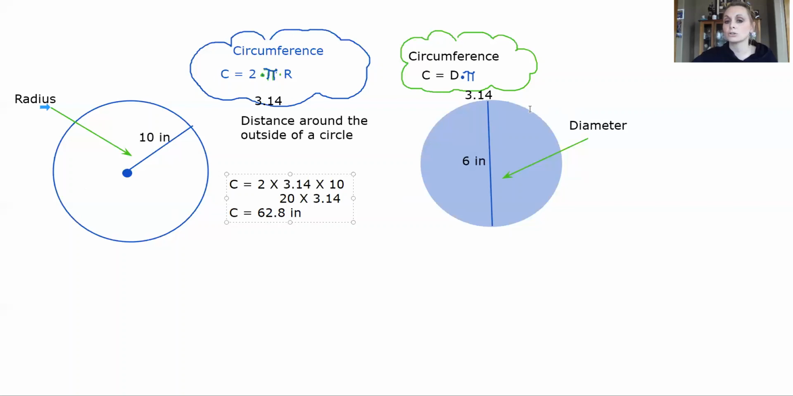Let's move on to this circle over here. This time they gave us the diameter. Now we could use the same one, C equals 2 pi r, 2 times 3.14 times r, or we could just use the diameter times pi, because we know 2 radius is equal to 1 diameter. I'm going to put this in here. C equals my diameter times 3.14.